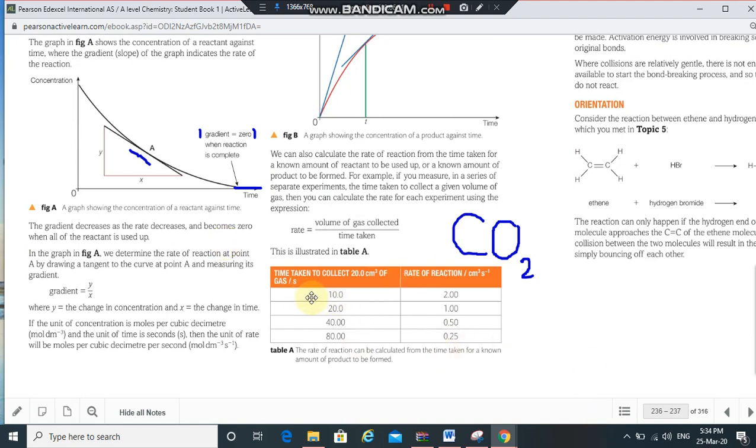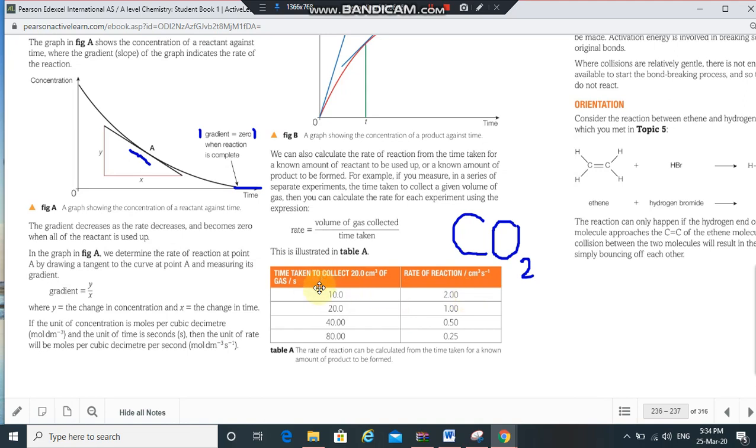So the rate of reaction can be calculated from the time taken for a known amount of product to be formed. Okay, so here we are producing carbon dioxide, so we will measure the time taken for collecting or producing 20 centimeter cubed of that gas. Okay, and then you can calculate the rate of the reaction.